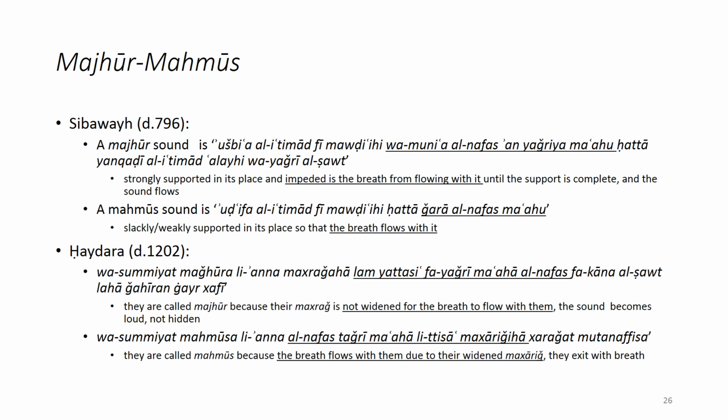Sometime later, a few centuries later, Haidara said they are called majhur because their makhraj, the place where the sound exits, is not widened for the breath to flow with them. The sound becomes loud, not hidden. But for mahmus sounds, they are called mahmus because the breath flows with them due to their widened makharij. They exit with breath. The term makhraj is a bit problematic here because it seems to refer to place of articulation, but I think the breath is being controlled in the glottis, although they didn't know that. But the point is, the focus is on the flow or the lack of flow of breath.